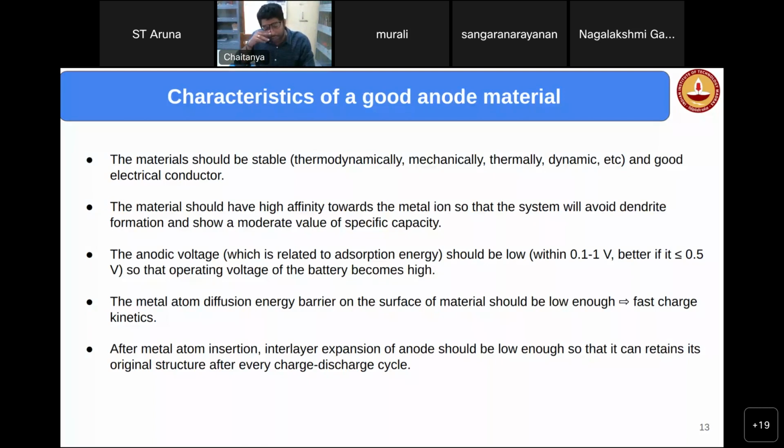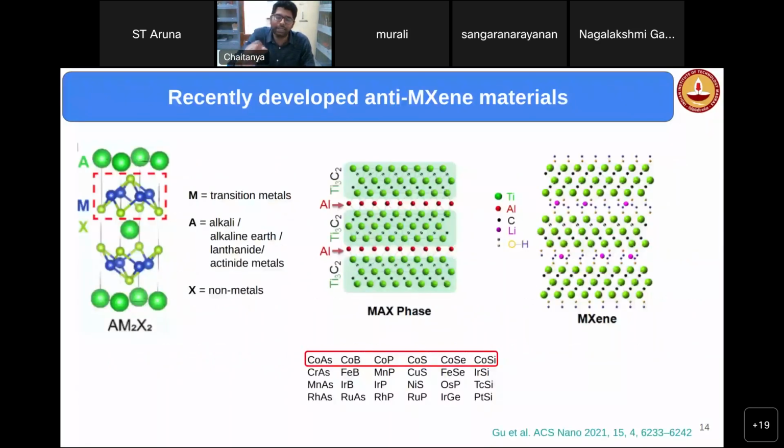So what I will do here is consider a recently studied material called anti-MXene. This was recently discovered in 2021 by the group of Gu et al. This is a 2D material, and we will use it as a prototype and I will show how we calculated these properties. That way you will be able to understand.